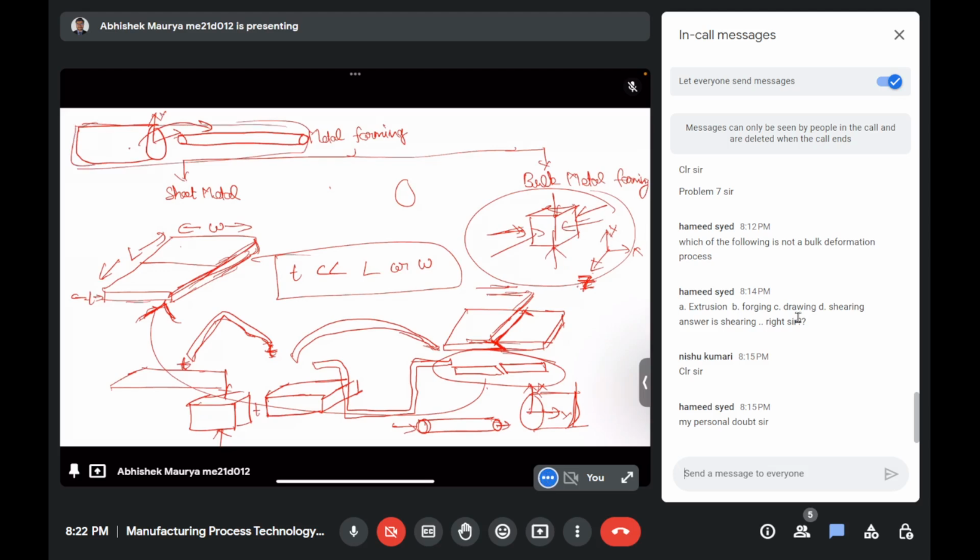So apart from shearing, all other processes are bulk deformation, whereas shearing is a sheet metal forming process. So this is not a bulk forming process, this is a sheet metal forming process. Now it is clear.